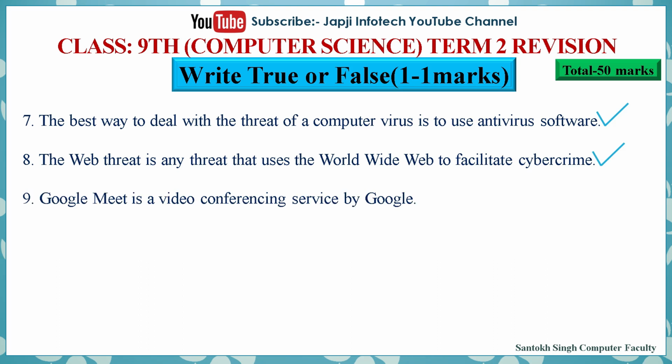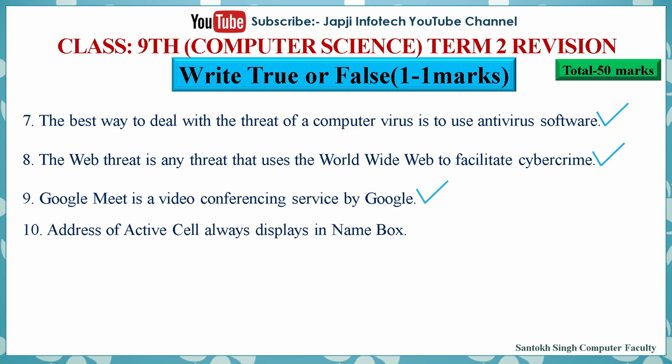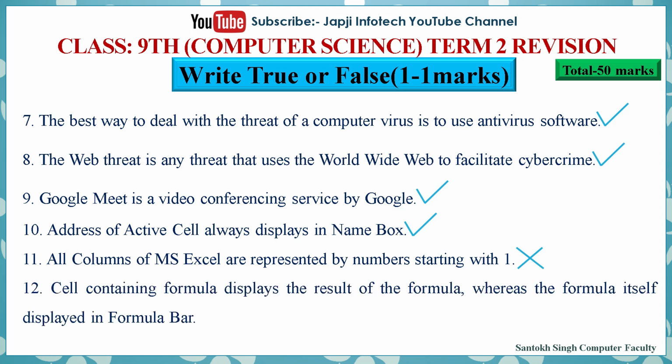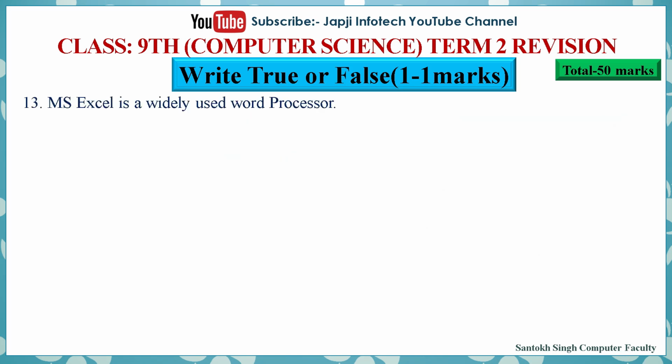Right. Ninth one is Google Meet is a video conferencing services by Google. Right. Tenth one is address of active cell always display in name box. Right. 11th one is all columns of MS Excel are represented by number starting with 1. Wrong. 12th one is cell containing formula display the result of the formula, whereas the formula itself displayed in formula bar. Right. The 13th one is MS Excel is a widely used word processor.